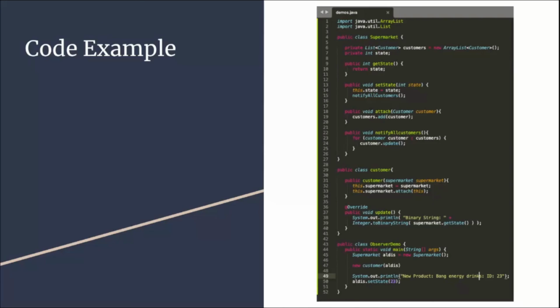The update method in this customer class is called, it notifies all the customers about the state change. It simply prints out the new state notifying customers about the said change. And that is how you implement an observer design pattern into code.